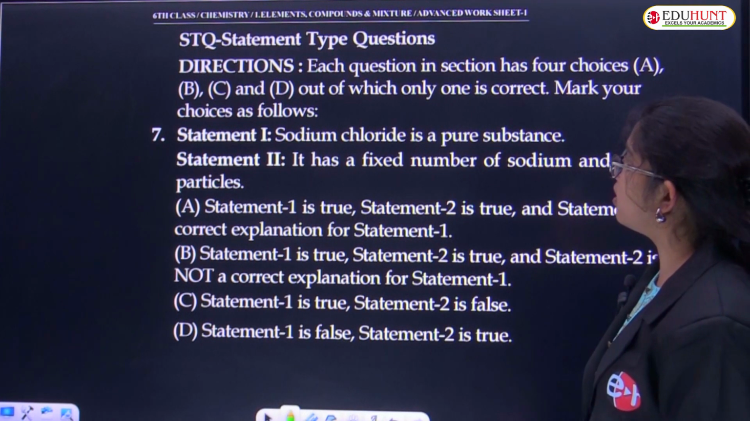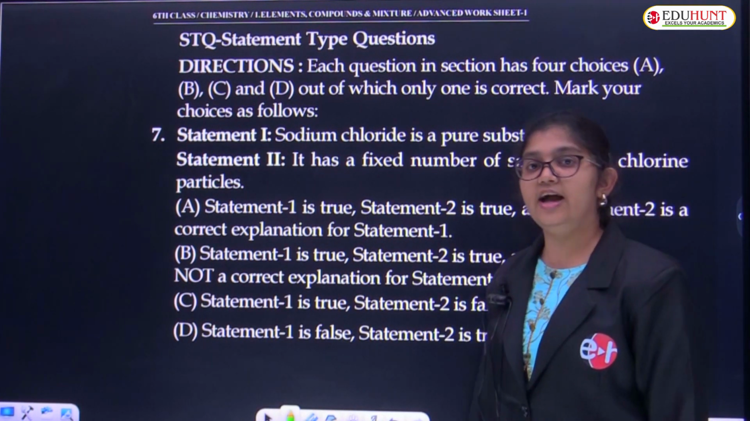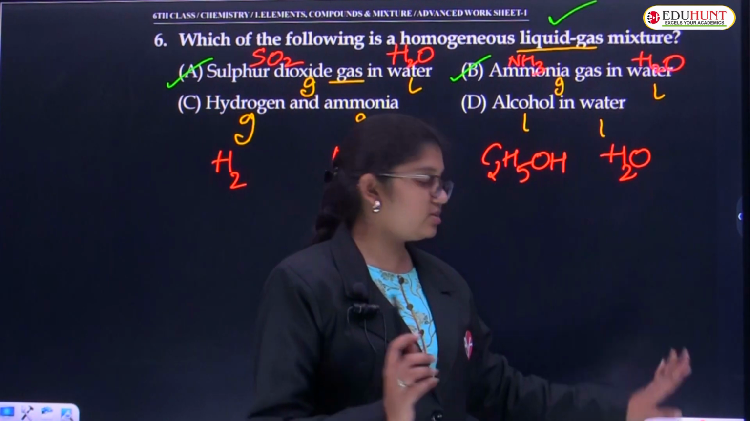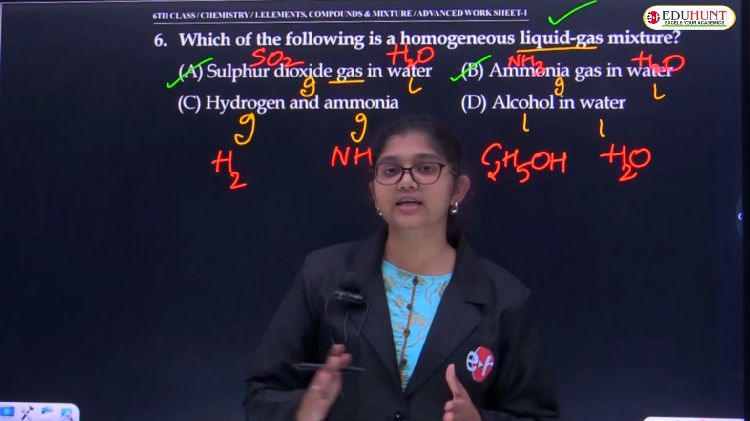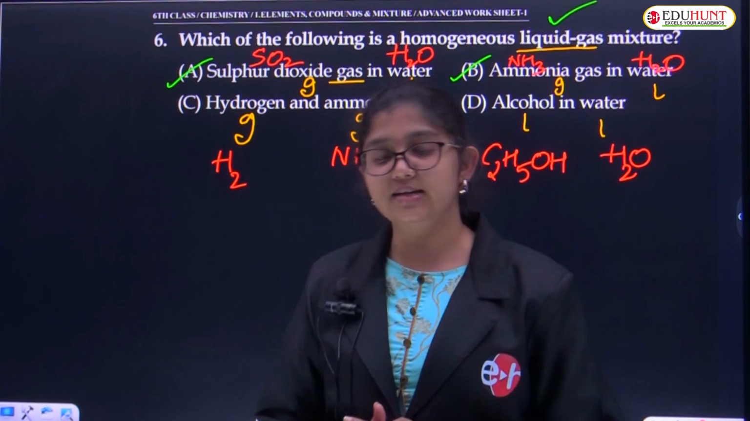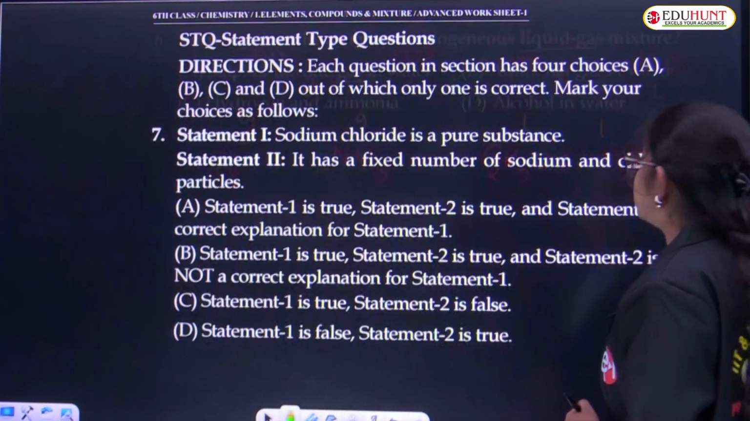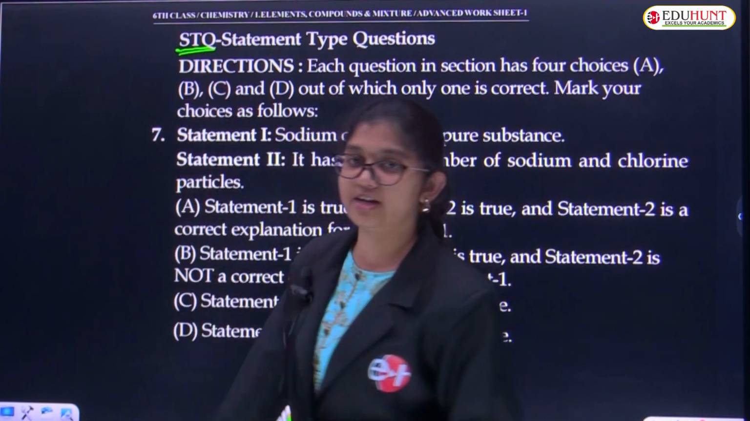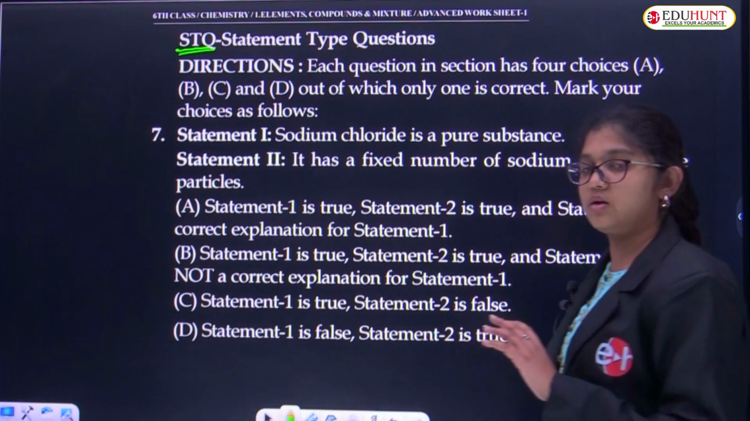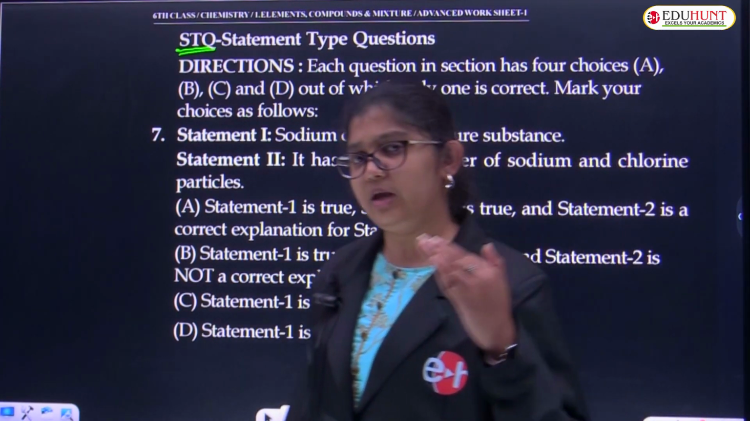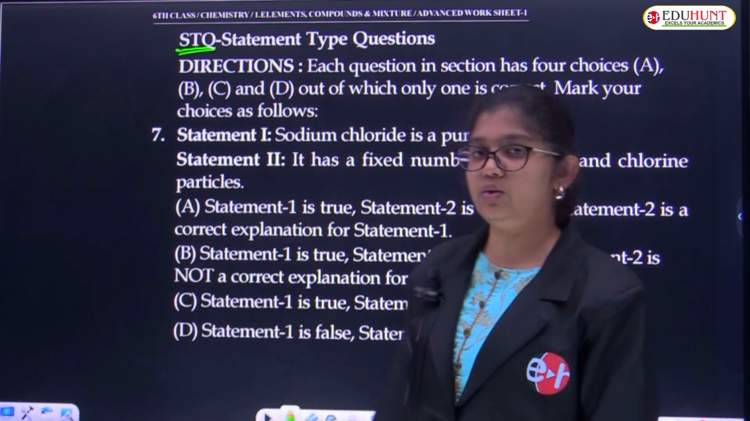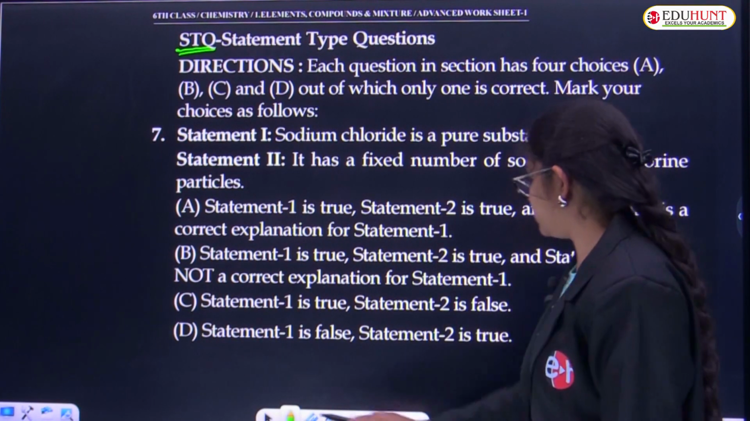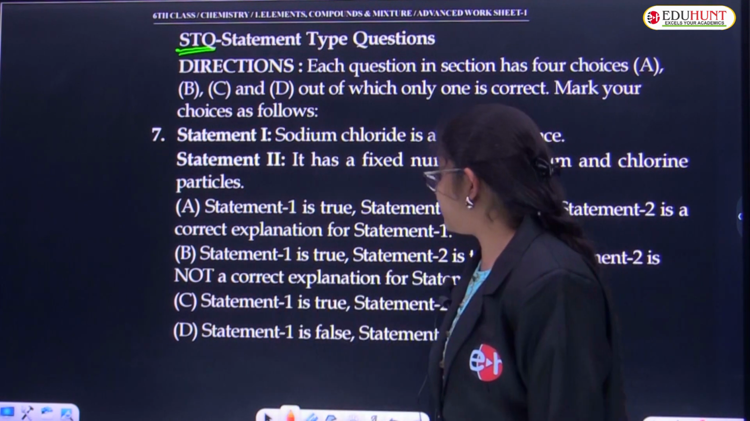Question number 7. We have some statements. Up to question number 6, we solved all the multi-correct answer type. From here, we are going with statement type questions. STQ means statement type questions, where statements require only one correct option. In the sense, A, B, C, D are given, and you have to choose any one. There is no multi-correct. Multi-correct ended.